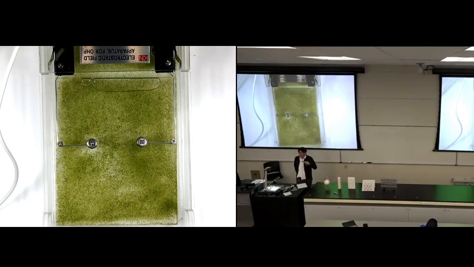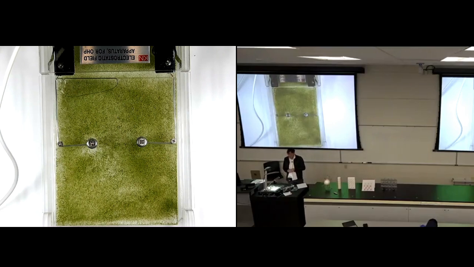And in it is put green-colored flock. Flock is just little flakes of fabric. You can buy that at Michael's. So you can do this at home. So it's just these little fibers in oil.